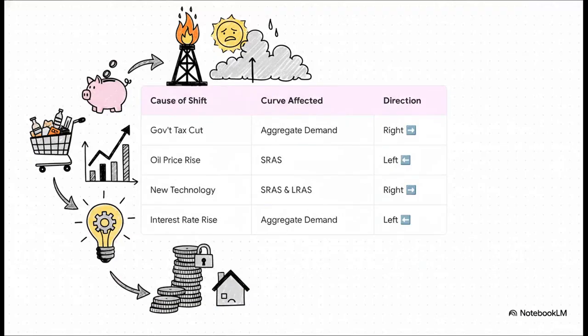This table is basically our cheat sheet. Let's see. The government cuts taxes. Okay, people have more money, so they spend more. That's going to shift aggregate demand to the right. What about a big spike in oil prices? Well, that makes it more expensive for almost every business to produce stuff, so that shifts short-run aggregate supply to the left. A cool new technology comes out? That's awesome. It boosts productivity and shifts both supply curves to the right. See? This is how we turn news headlines into actual economic analysis.